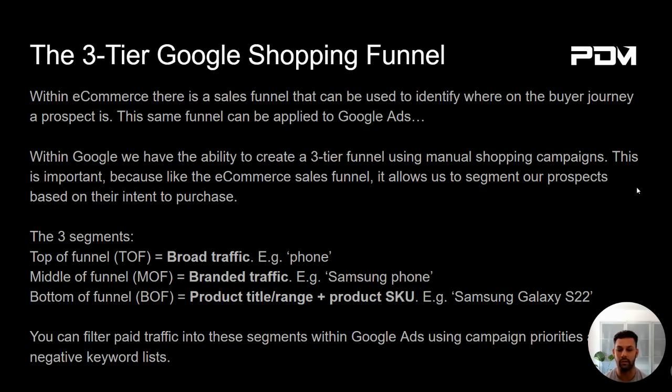You then have the bottom of the funnel. This is essentially your warmest segment and people that are searching Google with intent to purchase, or the most likely intent to purchase, because at this point they're searching for the product title, the range, or perhaps the product SKU number. So this would be someone searching for Samsung Galaxy S22. So they know the brand, the make, and the model of which product they would like to buy. Essentially, they are right at the bottom of their funnel and ready to purchase. You can filter paid traffic into these three different segments within Google Ads using campaign priorities and negative keyword lists.